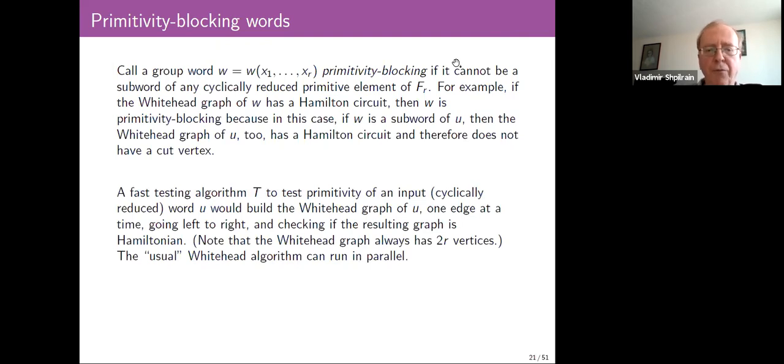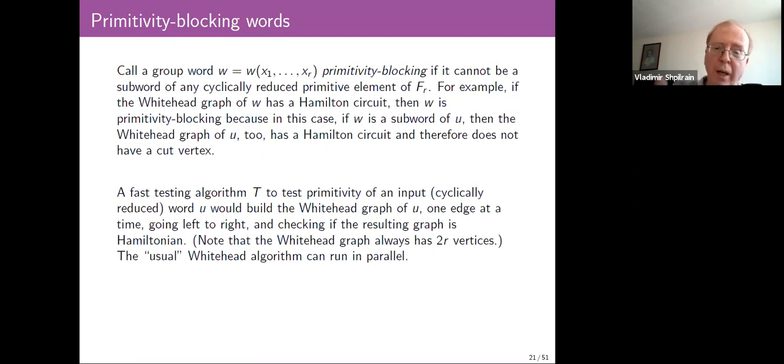And then a fast testing algorithm to test primitivity of a cyclically reduced word. Again, I emphasize that it has to be reduced. Cyclically reduced, not so important, but it has to be freely reduced. So it would work as follows. You build the Whitehead graph of your input element U, one edge at a time, going left to right, and check if the resulting graph is Hamiltonian.